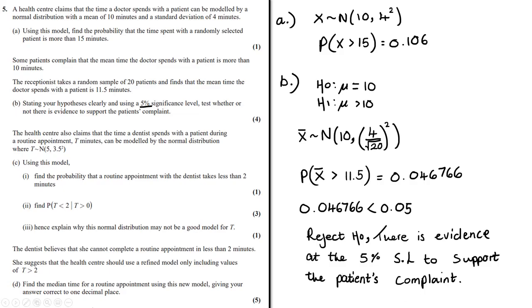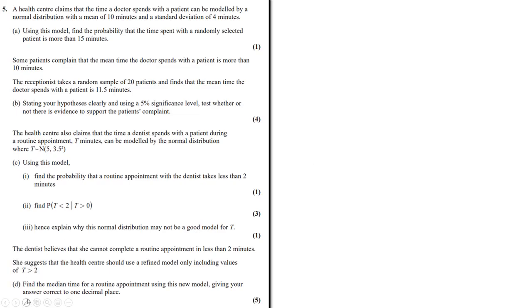It's took up all the screen, so let's clear all this and have a go at part C. So in part C, we're told the health centre also claims that the time a dentist spends with a patient during a routine appointment, T minutes, can be modelled by the normal distribution. And this distribution is defined here. Okay, so T is a normal distribution with mean 5 and variance 3.5 squared.